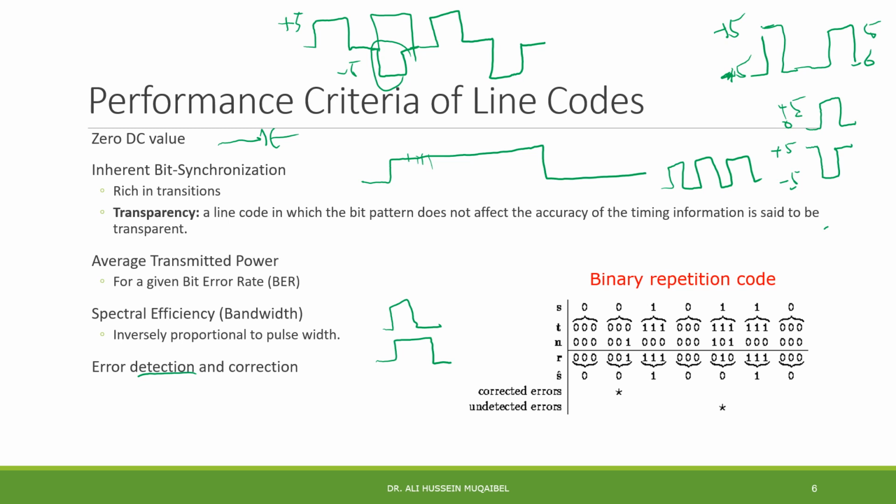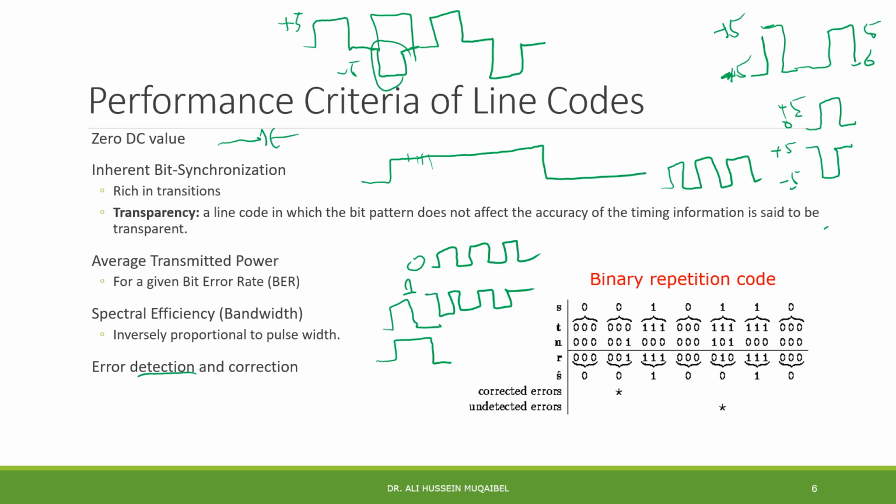Now, there are other codes which have the ability not just to detect, to know that there is an error, they also can correct the error. For example, we'll take a simple example. Let's say if we're sending 0, we're sending 3 pulses. And if we're sending 1, for example, we're sending negative pulses, just for example.